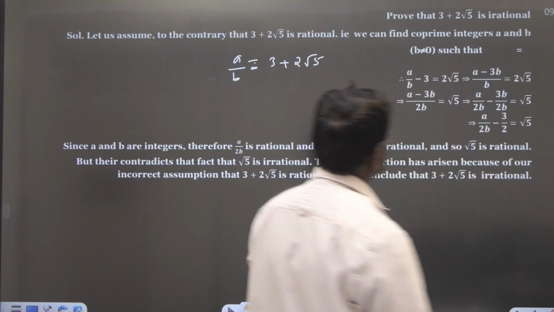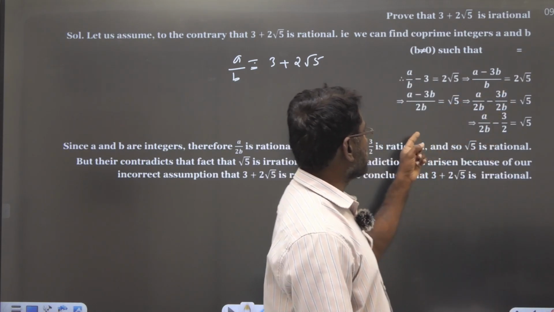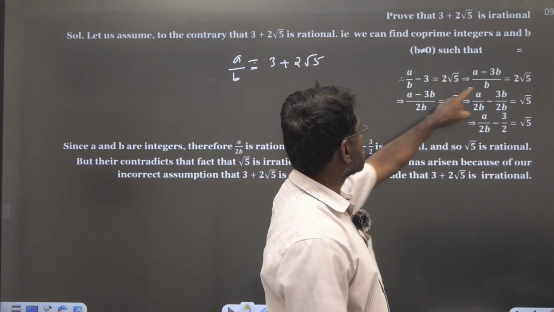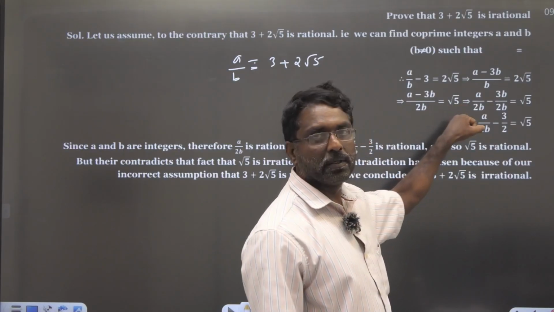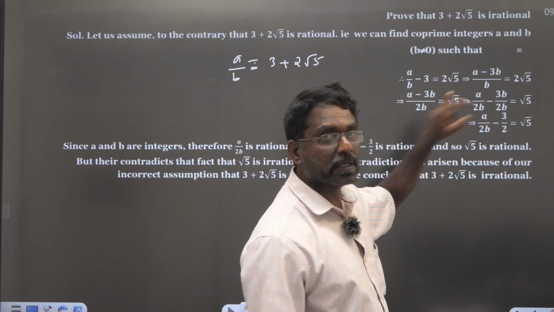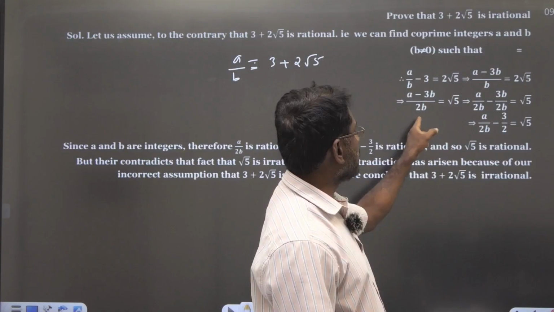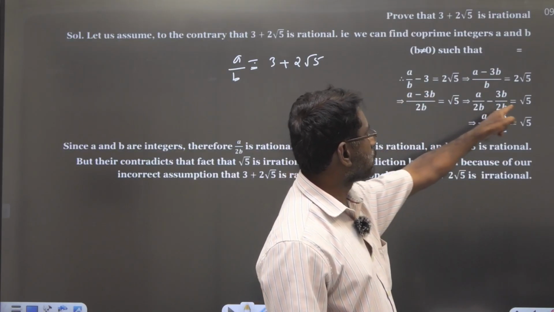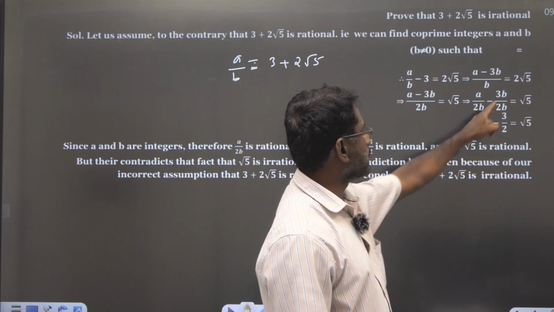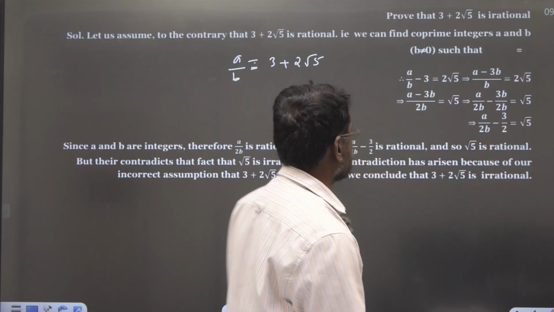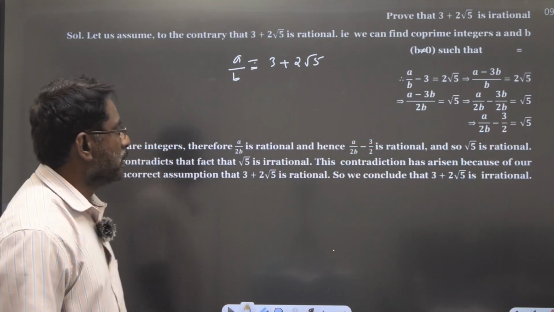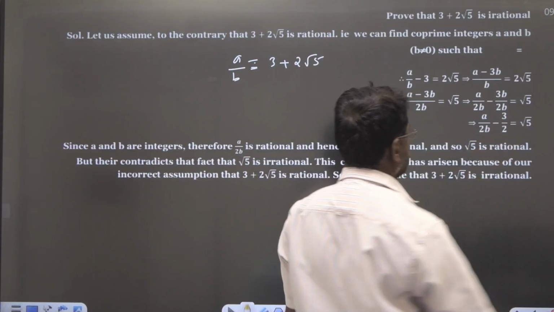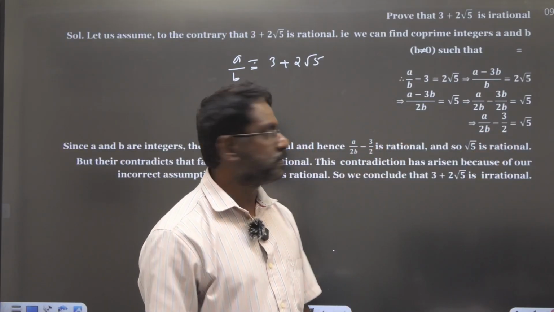Then take 2 to the left hand side: A minus 3B by 2B is root 5. Root 5 is an irrational number, right? A minus 3B by 2B, then divide with 2B: A by 2B minus 3B by 2B equals root 5. Here B is cancelled: A by 2B minus 3 by 2 equals root 5.